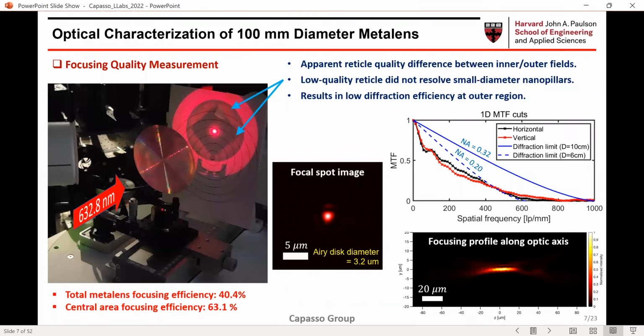So we characterized this. Again, this is preliminary work, so there are still things that have to be improved. The spot is not quite diffraction limited, but it's reasonable. And the efficiency also could be improved. In the central part it is 65%, but in the peripheral part, because of some problems with the fabrication, we are not quite there yet.